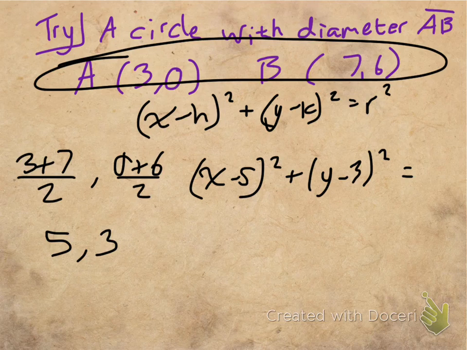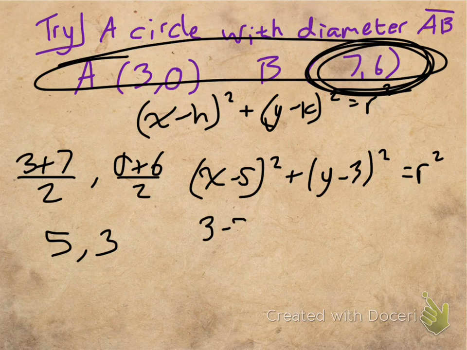Well, there's two strategies. Find the length of your diameter using the distance formula, or plug in one of these points for x and y now that you have your center, and it will help you solve for the radius itself. Okay? So I'm going to do that. I'm going to say this equals r^2. I'm going to plug in (3, 0). I think it'll be easier to plug in.